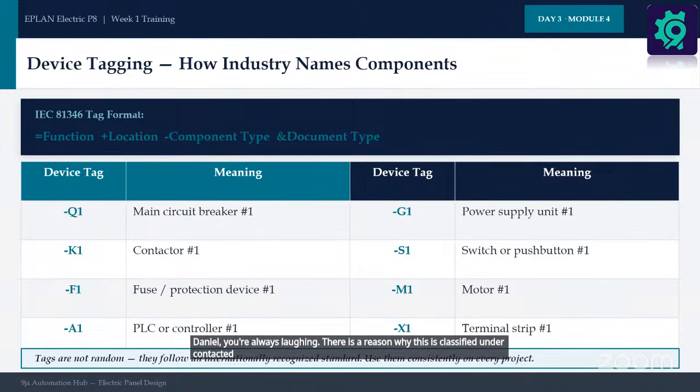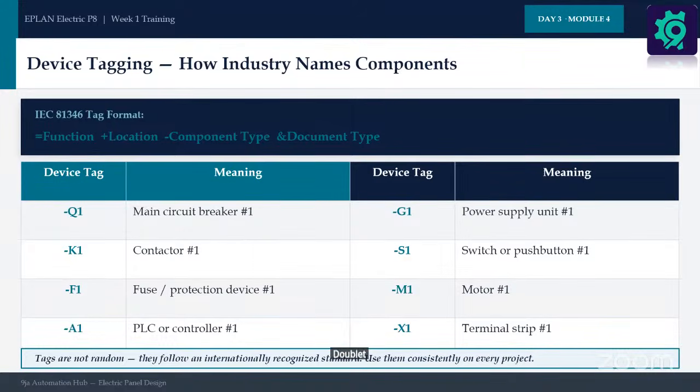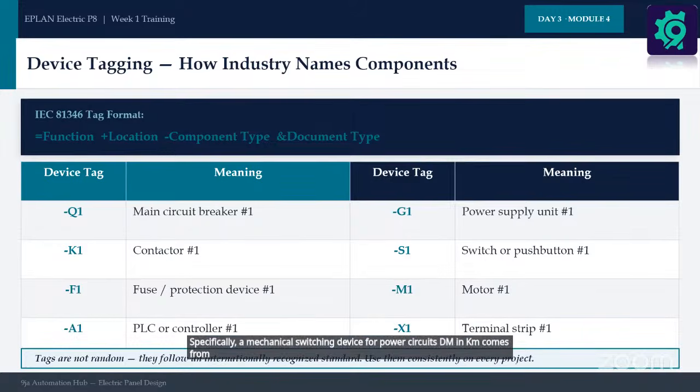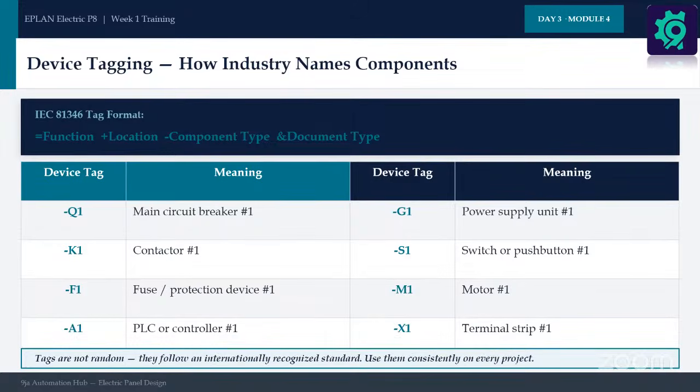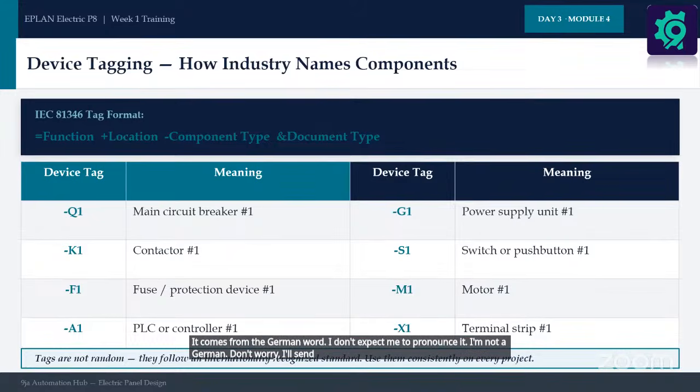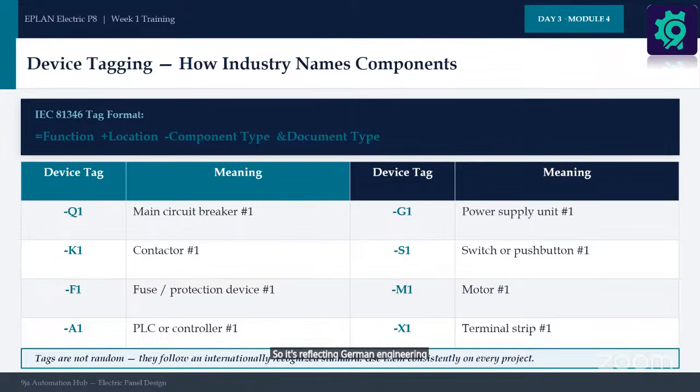And so the double letter KM stands for contactor, specifically a mechanical switching device for power circuits. The M in KM comes from a German word. I don't expect me to pronounce it, I'm not German. Don't worry, I'll send the word to you on the group. It reflects the German engineering heritage of the IEC standardization process, and it can be understood as standing for mean.